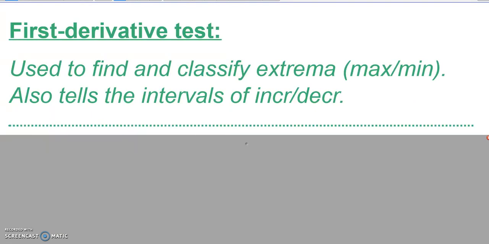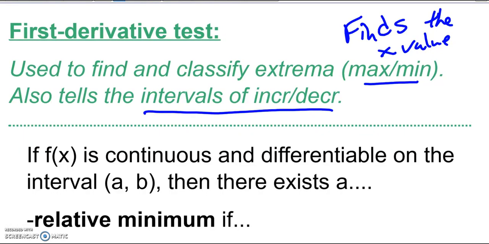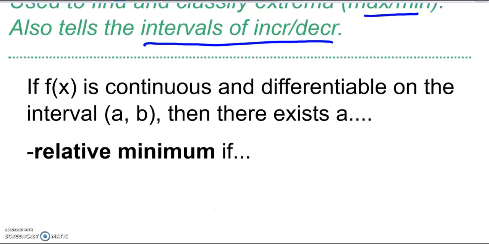So, first derivative test, used to find and classify extrema, max and min. It also tells the intervals of increasing and decreasing, which is what we did the previous lesson, and now we're going to just extend it to finding the relative max and mins. This first derivative test finds the x value of your max or min. Okay, so then we will figure out how to find the y value as well. Okay, so let's scroll down just a little bit here.